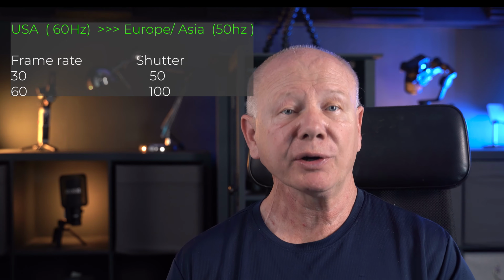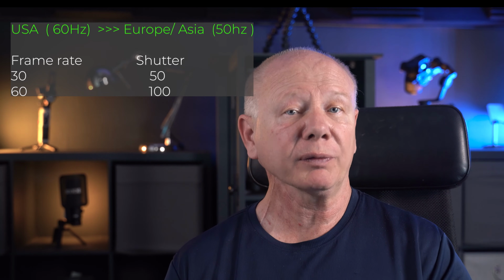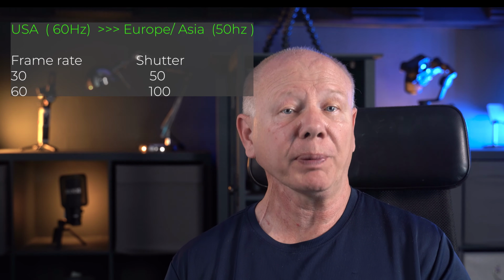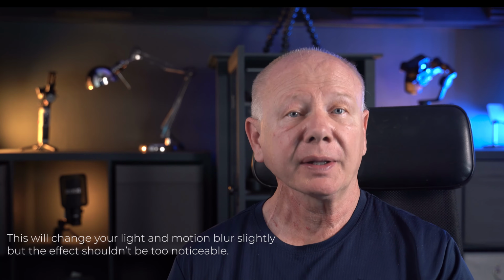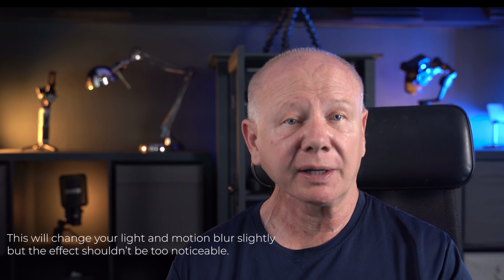If you're from a 60 Hz region and go to a 50 Hz region, set your shutter to 1/50 or 1/100, and this matches the local power supply for the country that you're in. You don't have to change your frame rate. Just change your shutter slightly so it matches your local power cycle.